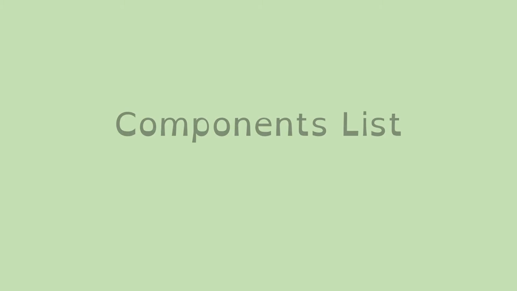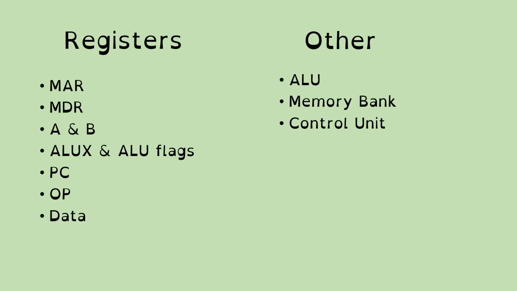So CPU, Central Processing Unit, is the larger thing that can be programmed to perform operations. Here we go, components list. We've got a number of registers that we're going to need. We've got MAR, the memory address register, and MDR, the memory data register. We've got A and B, which you could think of as general purpose registers, but they're actually the input registers for the arithmetic logic unit, which is the ALU. ALU-X is the result of a calculation. ALU flags are extra information about the calculation that's happened in the ALU.